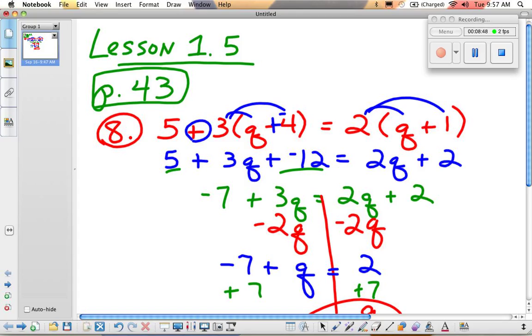9, it was take away 4. What's 9 take away 4? 5. What's 3 times 5? 15. What's 15 plus 5? 20. Okay, so the left side becomes 20. Keep that thought. Okay, right side. 9 plus 1? 10. 10 times 2? 20. What was on the other side? 20. 20 and 20. Are we good?